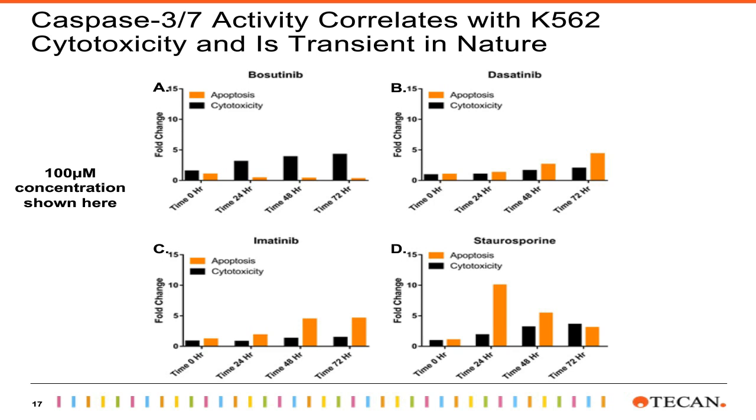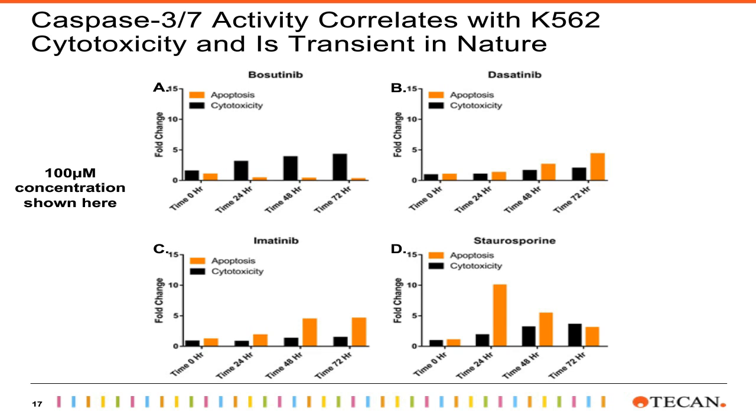In particular, we might see some apoptosis at the very beginning of our treatment, which could indicate fast-acting apoptosis, as shown in panel A, which is our bosutinib compound. And our other treatments, dasatinib, imatinib, and staurosporine, displayed increasing caspase 3-7 activity over time, which also correlates with an increase in cytotoxicity. So it's important to note that pending the mechanism of action, apoptosis can take days to emerge, and that you'll notice if you look at the panels B through D in particular, that you see a time dependence on when caspase is detected and when it starts to degrade.